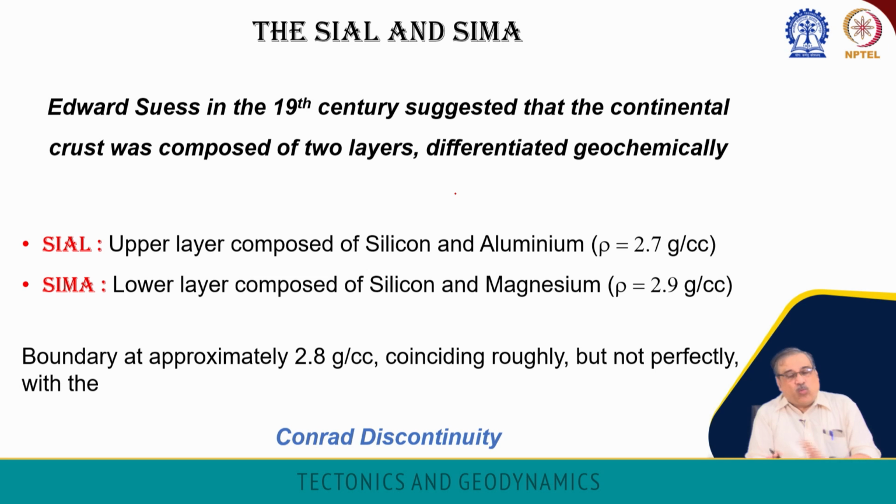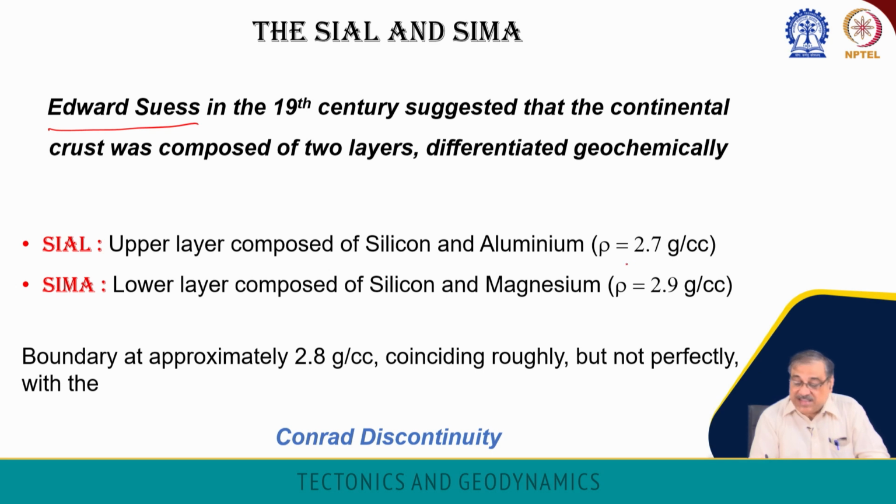Now, even within the continental crust, as far back as the 19th century, this famous gentleman called Edward Suess suggested that the continental crust was made up of two different layers. He suggested this on the basis of the geochemistry. He suggested that the Earth's crust was made up of an upper part and a lower part. The upper part was lighter than the lower part. The upper part was dominated by silicon and aluminium. The lower part was dominated by silicon and magnesium.